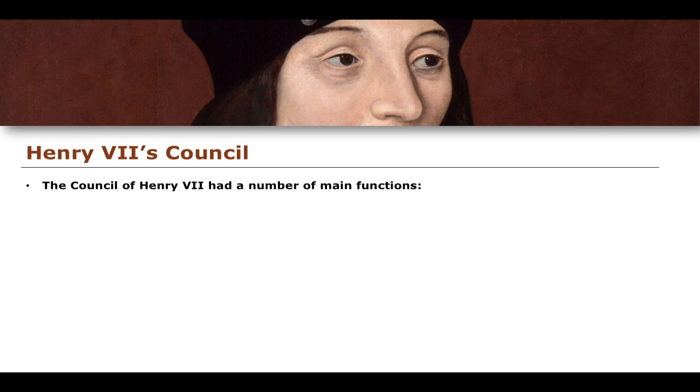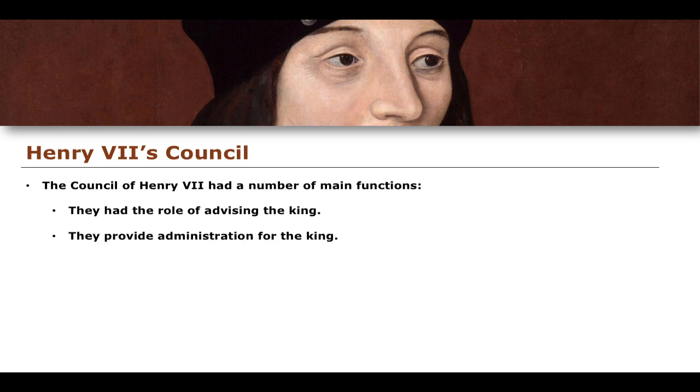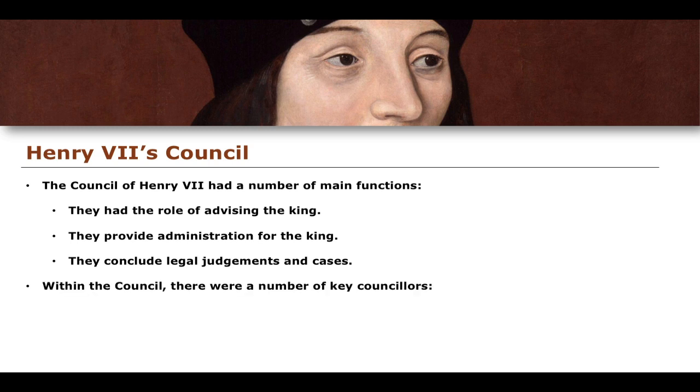The council itself, in terms of its administrative functions, had the following different roles. So, firstly, they would advise the king, and this would be, of course, on issues and matters of government and the economy and foreign policy. They would also provide administrative features, so things like administration for the king, so administering the king's will on his behalf. They would also conclude legal judgment in cases. So this was partly also the legal system that existed.